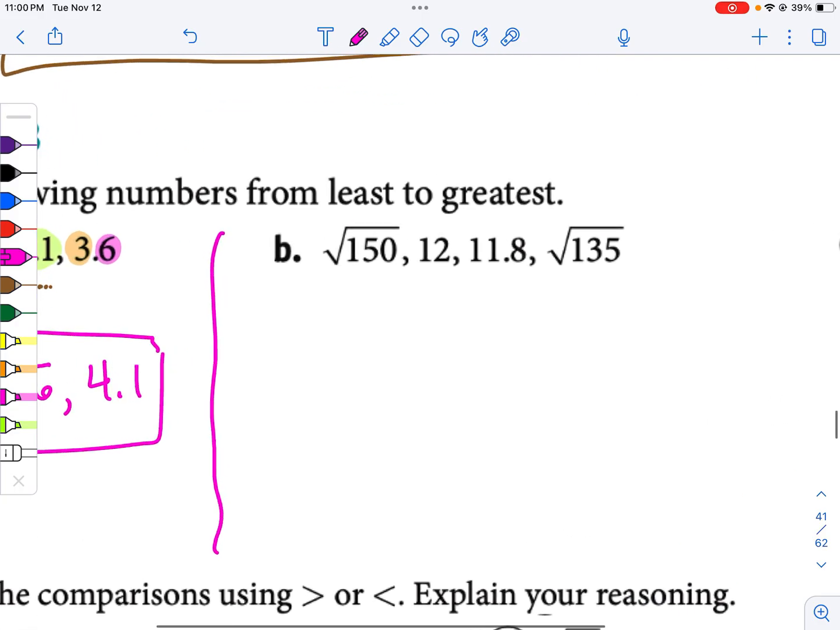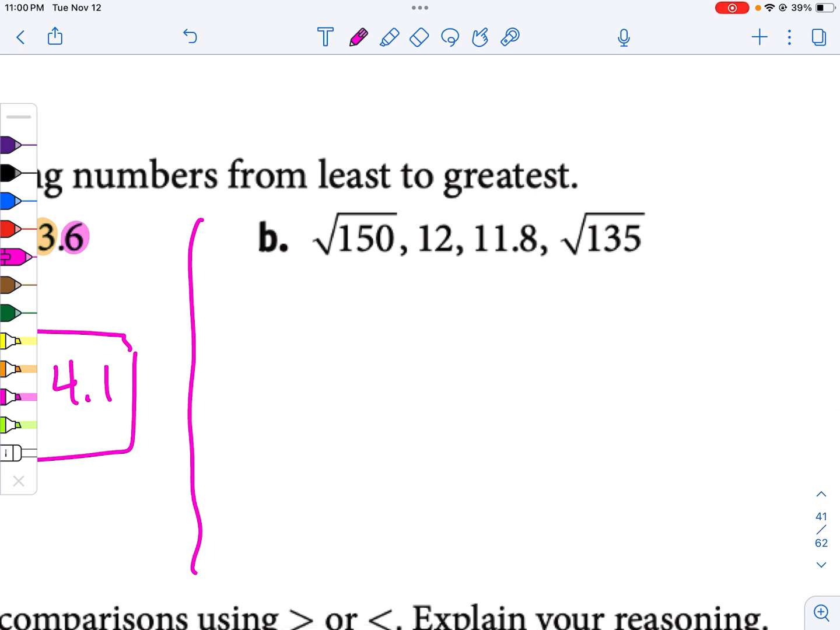All right, same idea for letter B. This time the numbers get a little bit bigger. So if I have to do second x squared and type in 150, and this one I get 12.247, and that's enough.